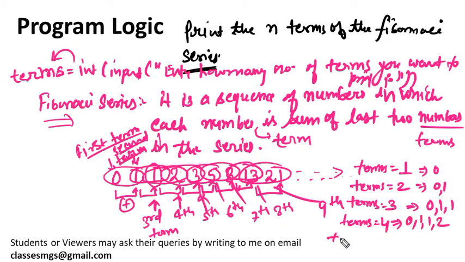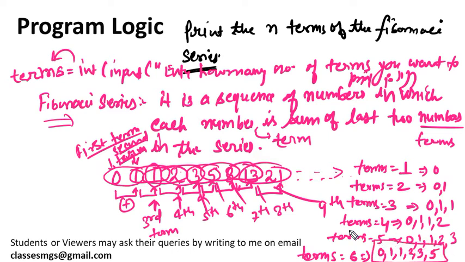Okay, and if the terms value the user enters is 5, then you need to print 0 1 1 2 and 3, and so on. If the user enters the terms value 6, then you are supposed to print 0 1 1 2 3 and then 5. So this way you need to print the terms.